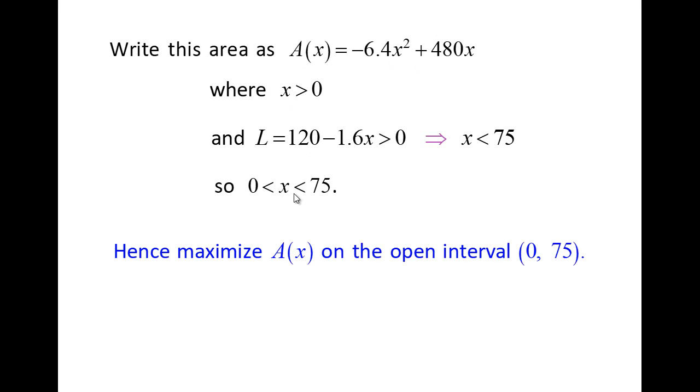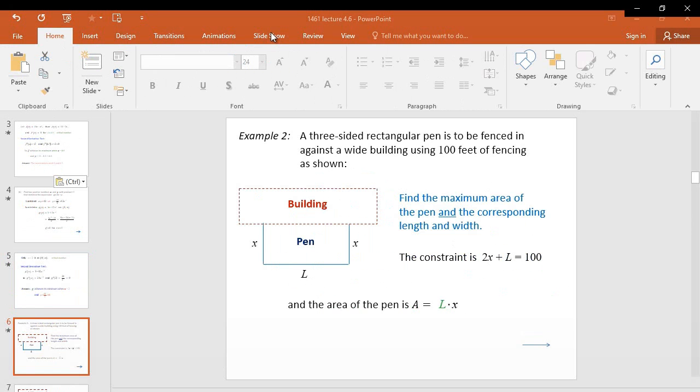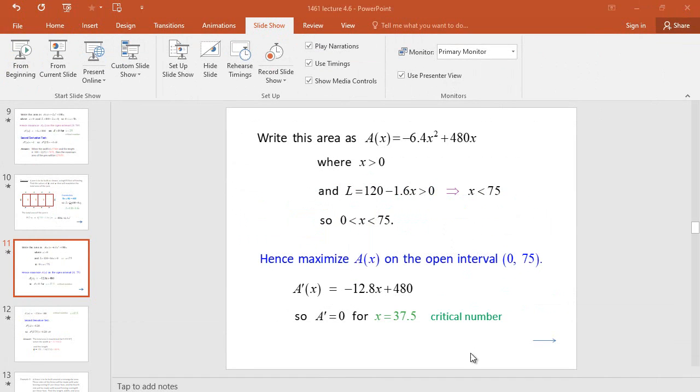So we find the derivative of A, which would be negative 12.8 times x plus 480. Setting this derivative to 0, you can solve this equation. You set this expression to 0 and then solve for x, and if you do that you get x is 37.5. So that's the critical point.